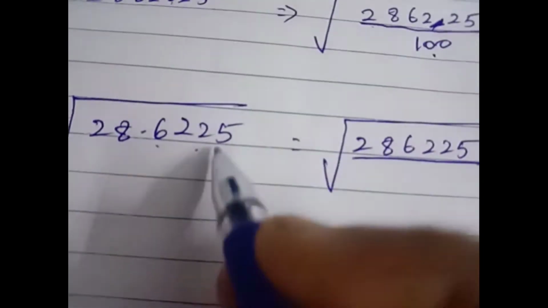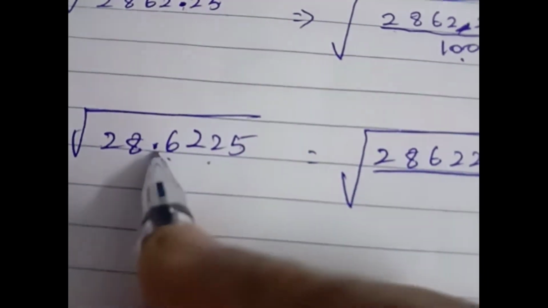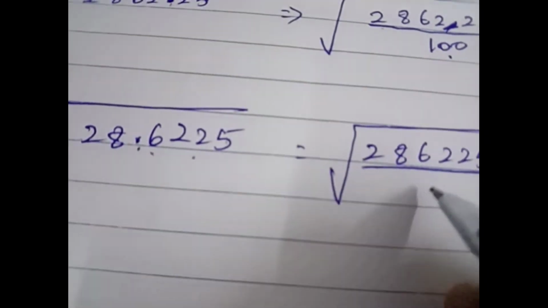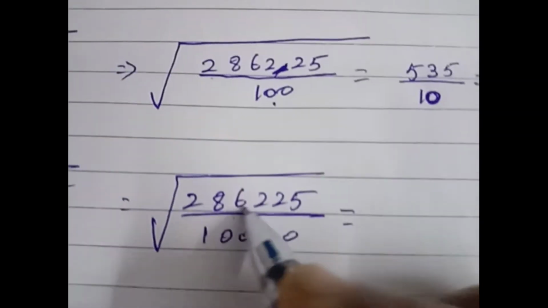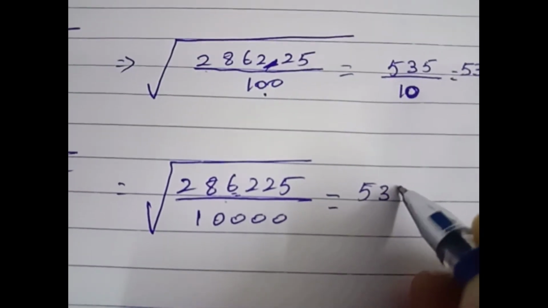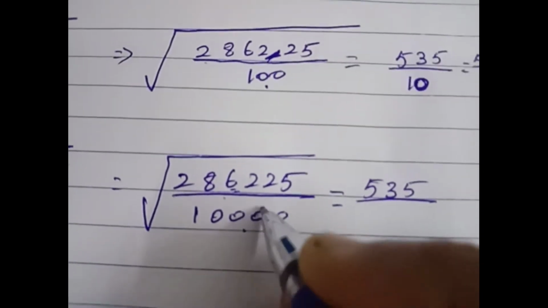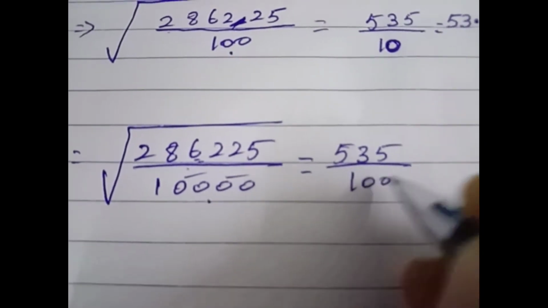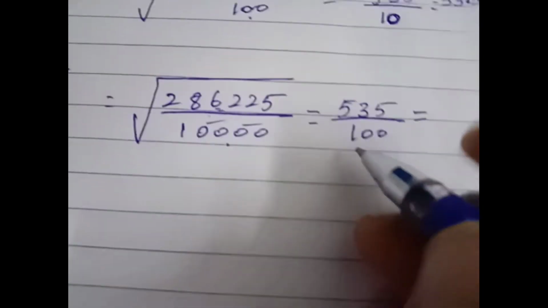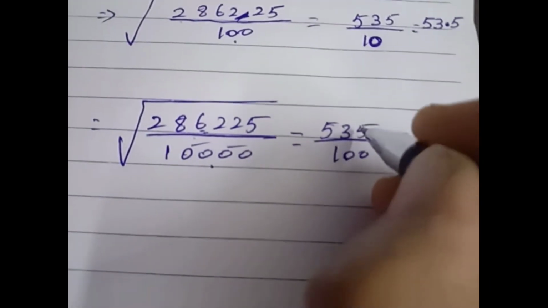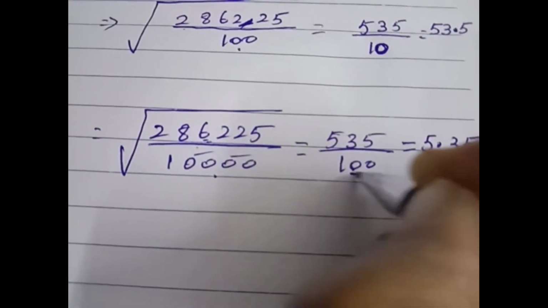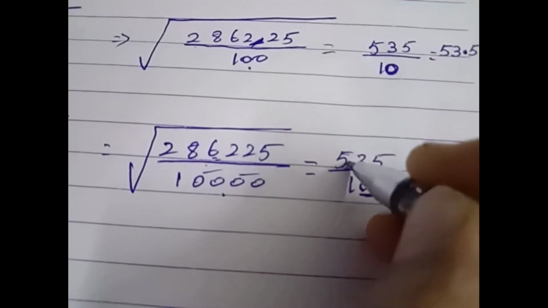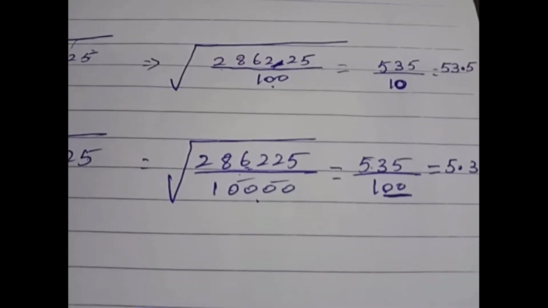286225, as they given before the 4 number, the decimal point. So you have to write 10,000, which is equal to the square root of this number is 535. The square root of 10,000 is 100. As given, as it is the denominator 100, you have to write this number in decimal point, that is 5.35. Because here 2 0s are there, so before 2 numbers you have to keep the point.